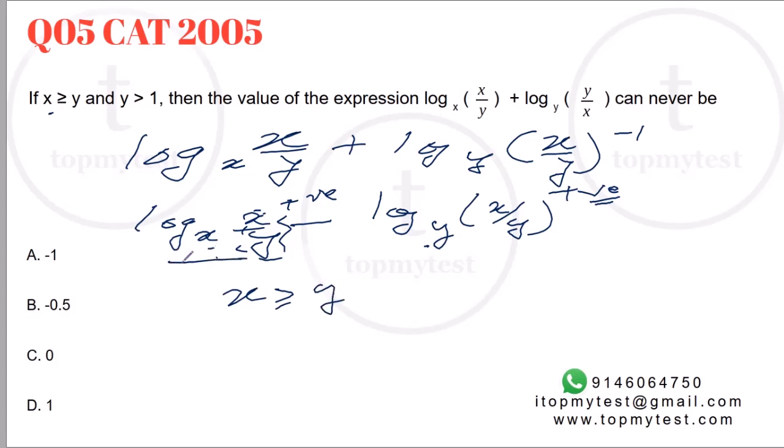Further, because x is bigger than y, log of any number to the base x will definitely be smaller than log of any number to the base y. You can verify this. Say, for example, let's take log 4. If I take log 4 to the base 4 and log 4 to the base 2, this will give you 1, this will give you 2. This is bigger. Why? Because the base is smaller.